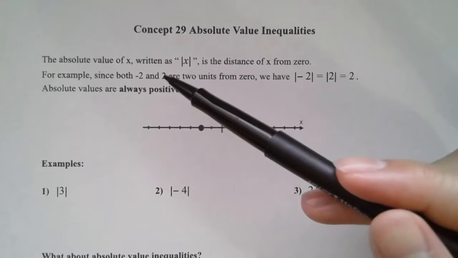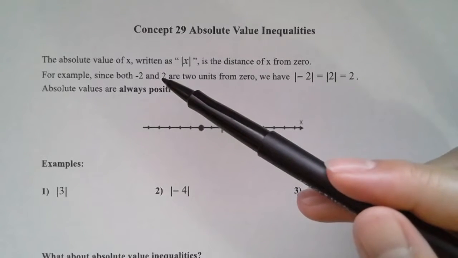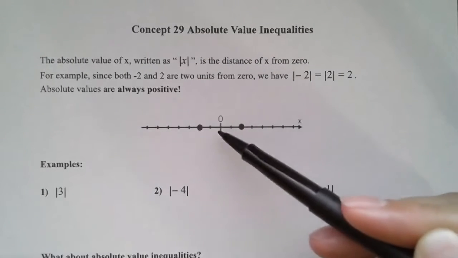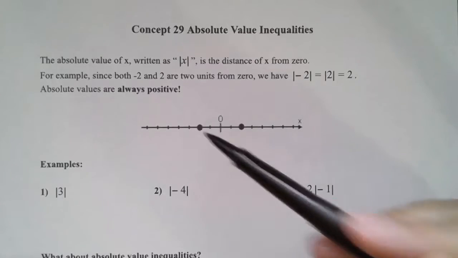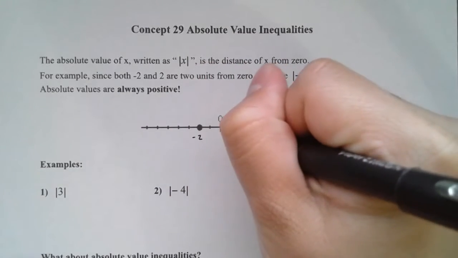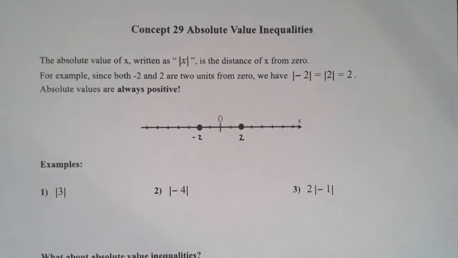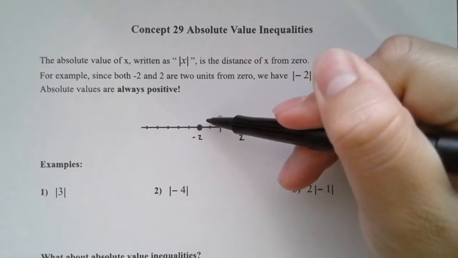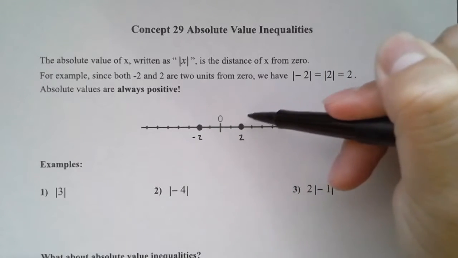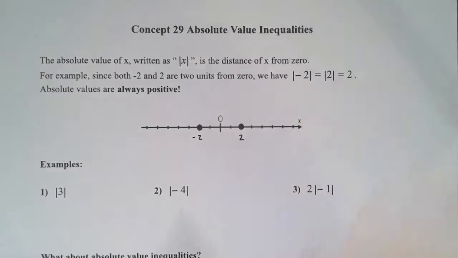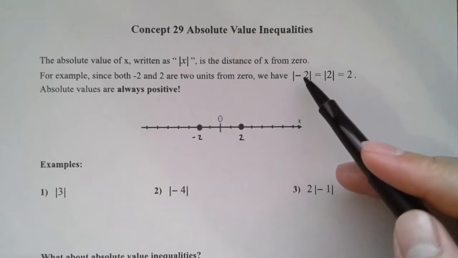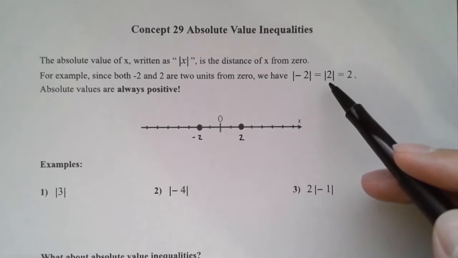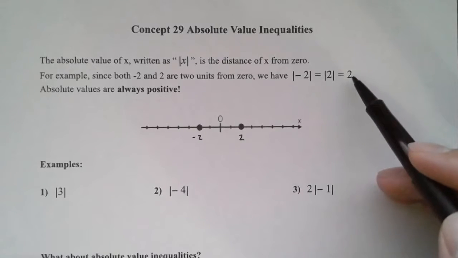For example, both -2 and 2 are 2 units from 0. What I mean by this is, here's my number line, here's 0 in the center. Here's -2, and that's +2. If I count how far away they are from 0, they are both 2 units away. So the absolute value of -2 is equal to the absolute value of 2, which is equal to 2 units away from 0.